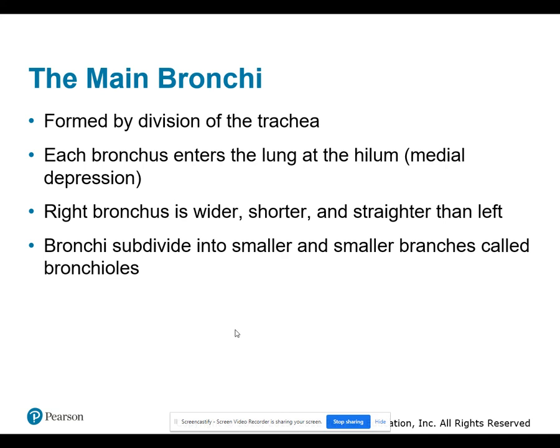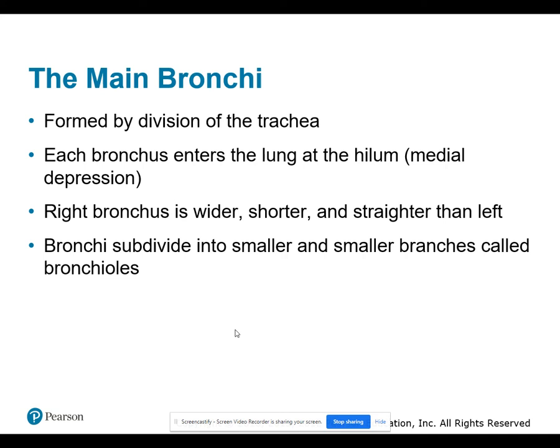And then I know I keep saying it's the last one, but this one really is, we have something called the main bronchi, and this forms by the division of the trachea. Your trachea is actually going to split into the right and left half, and these right and left are called the main bronchi or bronchus that head into the lungs.